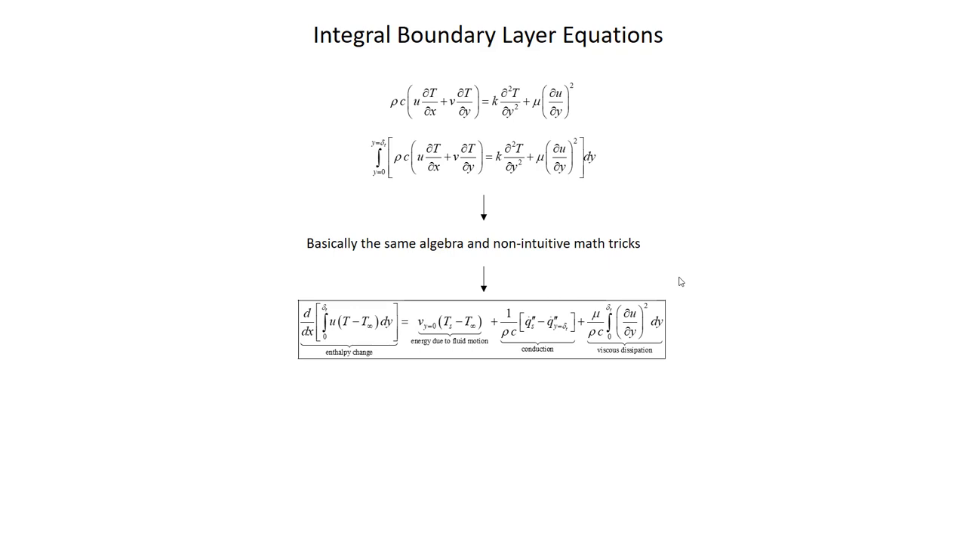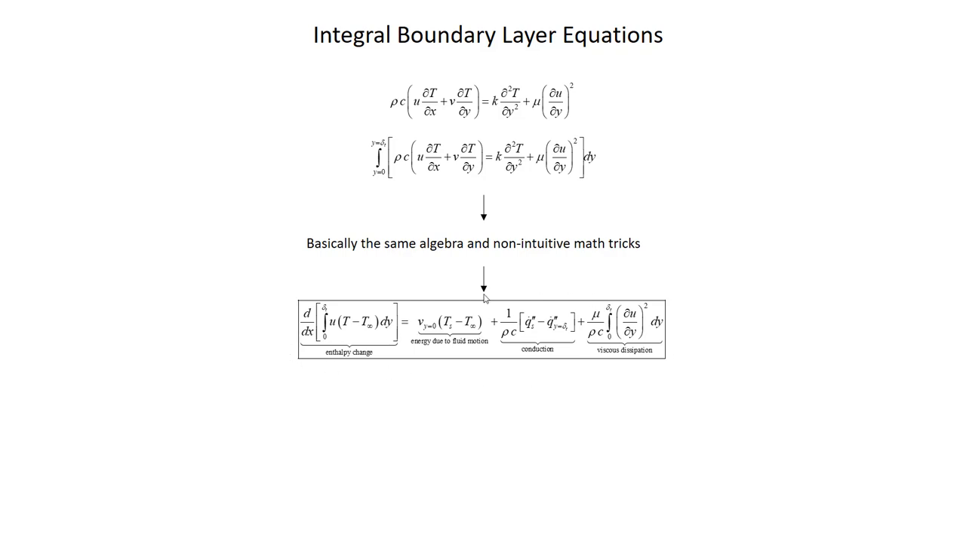And we have the same kind of thing going on for the thermal boundary layer. So we have the energy equation simplified for application in a thermal boundary layer. That's what this top one is. And then we integrate it from 0 to delta sub t, and we do basically the same steps, the same algebra, and some of the same non-intuitive math tricks, and you get down to this integral form of that equation.